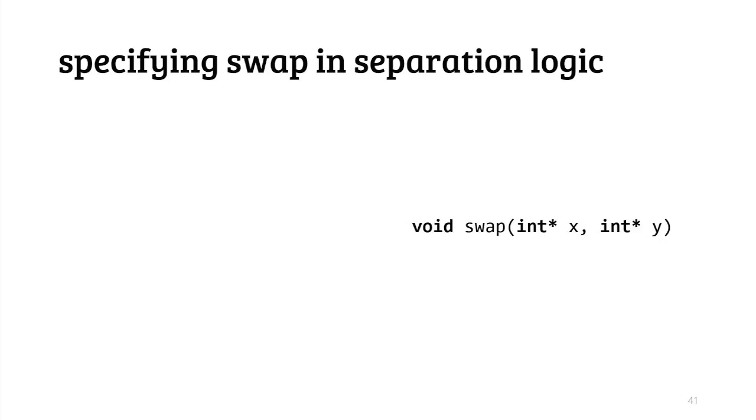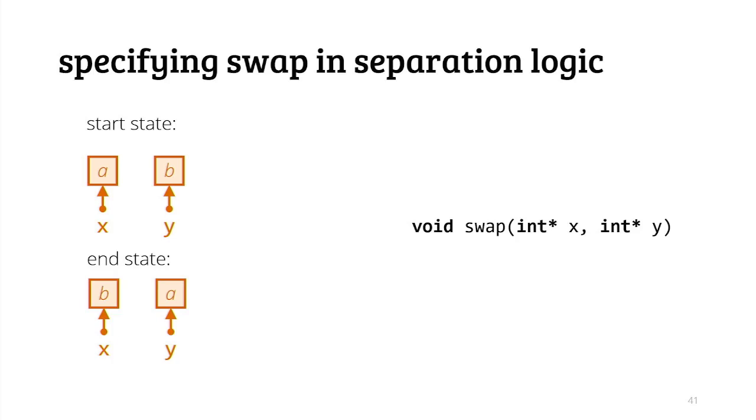So how would you describe to the synthesizer what you want this program to do? Well, you want to describe something like: in the start state, before I execute my program, my memory, or my heap, looks like this. I have these 2 memory locations pointed to by the pointers x and y, and they have some values a and b. I don't care where they are. Then I want to say what my heap looks like after executing this program. After executing it, I still have these 2 memory locations, still pointed to by x and y, but the values are swapped.